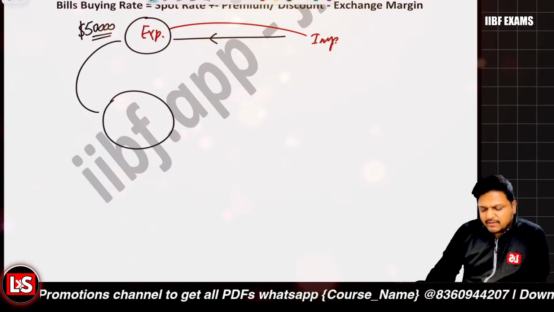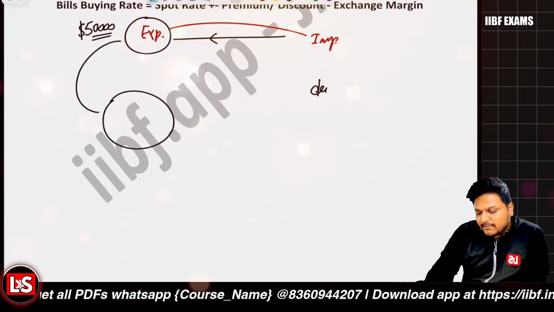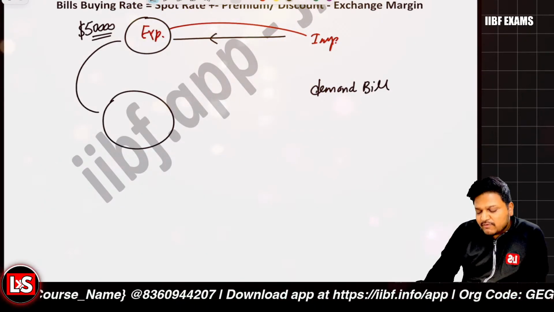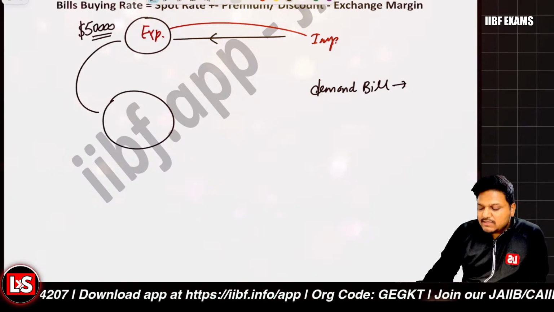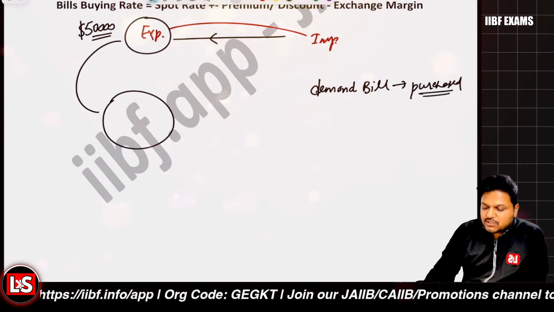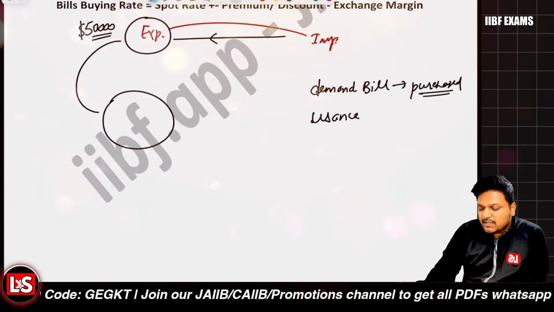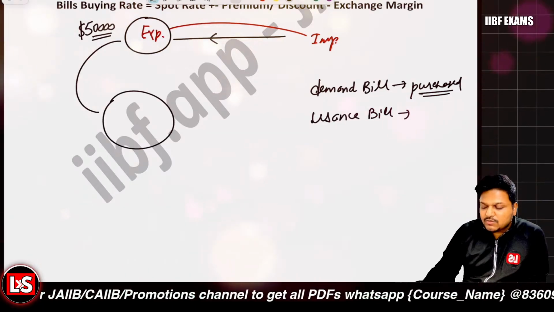Actually, the terms are different, right? If we are talking about a demand bill, it means that whenever the bill is presented, the payment is to be made. That's a demand bill. Then we say it is to be purchased. And when we have a usance bill, let's say when a clear credit period or a due date is mentioned, then we say it is a usance bill.